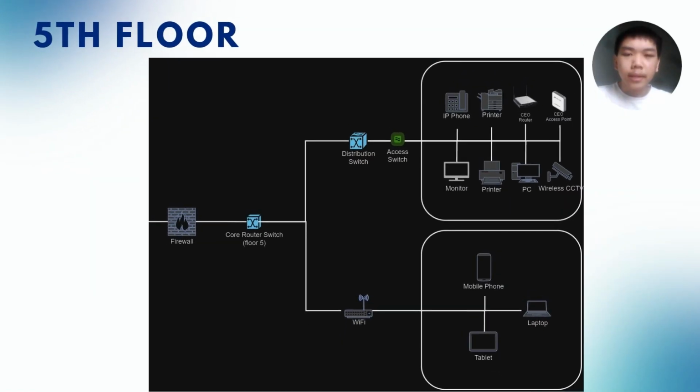For the fifth floor, it will be the CEO's office. The CEO will have their own router and access point, and their devices such as the CEO's PC, printer, and CCTV are all connected. The wireless connection is also present for mobile devices.